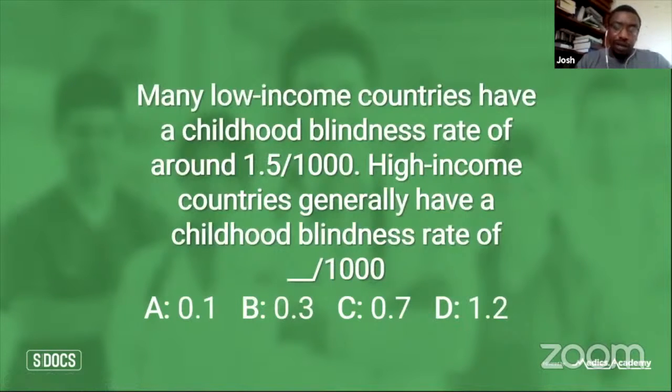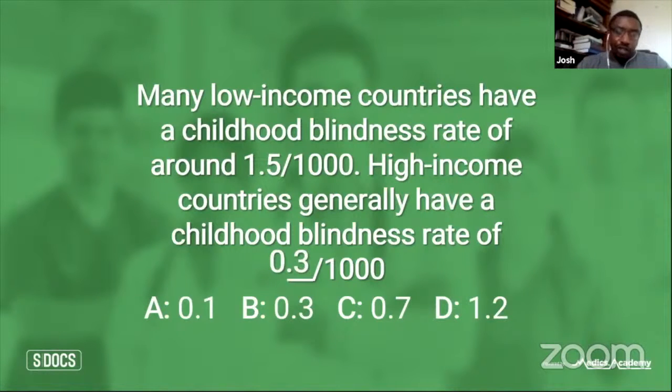So many low-income countries have a childhood blindness rate of around 1.5 per 1,000. High-income countries generally have a childhood blindness rate of blank per 1,000. 0.1, 0.3, 0.7, or 1.2. So the answer for this one is 0.3.